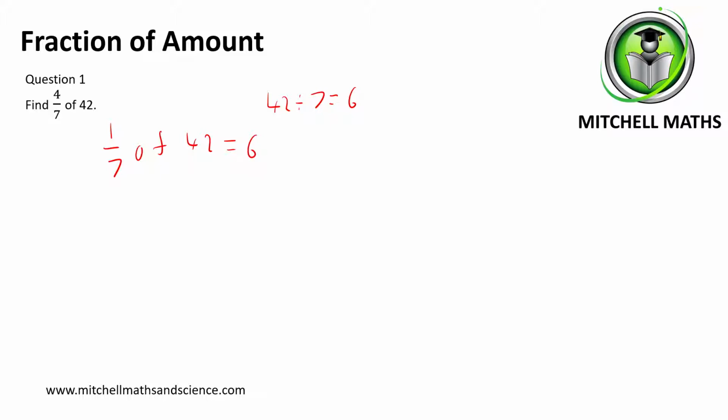But we want 4/7 of 42. Well, if we know that 1/7 is 6, then 4/7 must be 4 times 6, and 4 times 6 is 24. So remember, you need to divide by the bottom of the fraction to find a seventh of 42, and then because you have 4 of those sevenths, you need to multiply by the top. And that's how to work out the fraction of an amount.